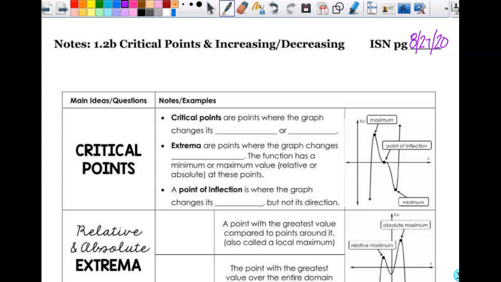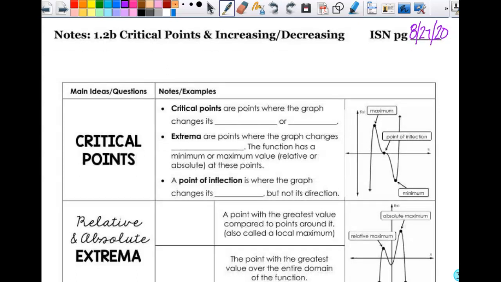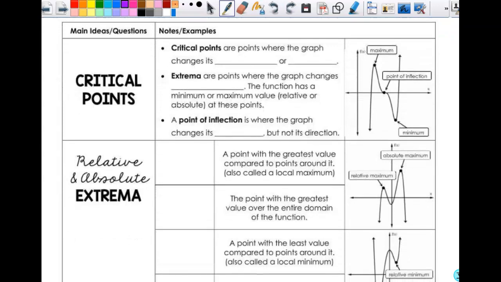All right, so first of all, critical points. Critical points are just like they sound, critical. It's where important stuff happens on the graph, right? It's where the graph changes its direction or shape.